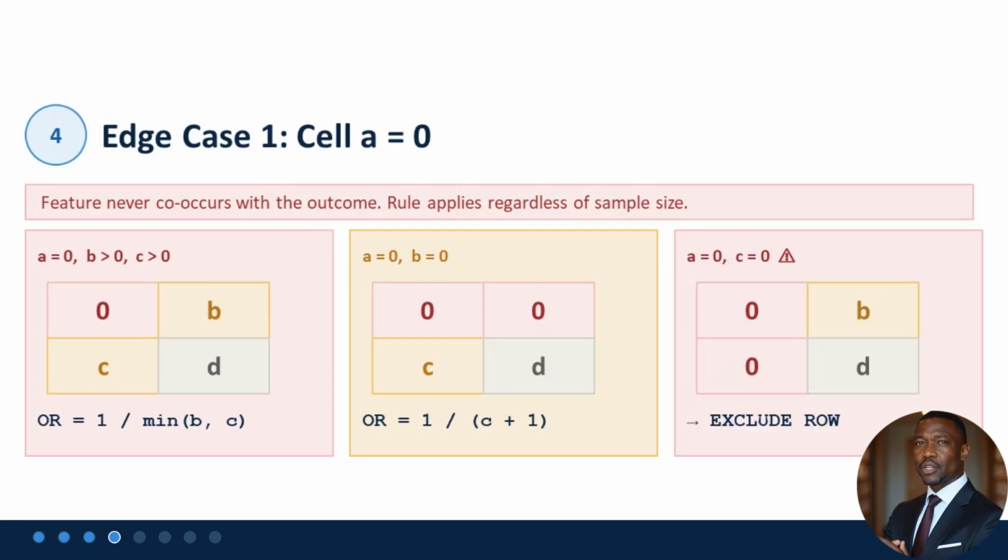The only completely unresolvable case is when both A and C are 0, meaning the outcome was never observed in the data at all. That row is excluded from the algorithm entirely.